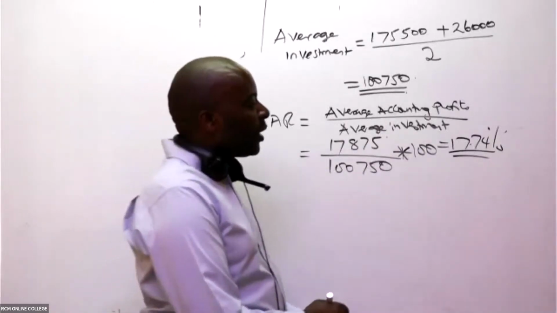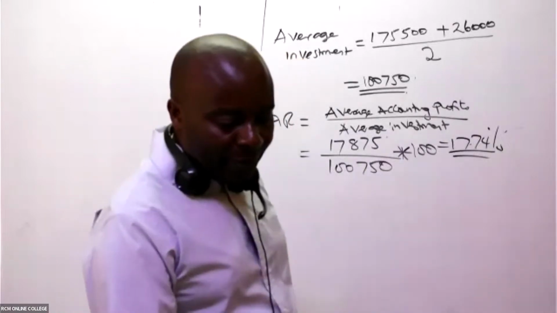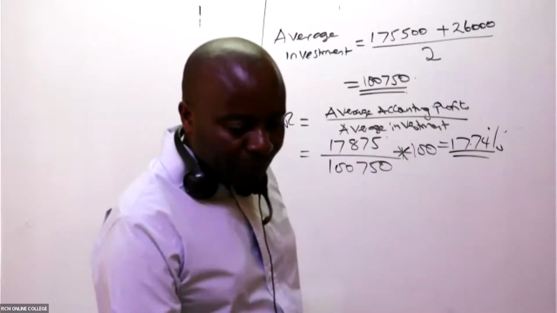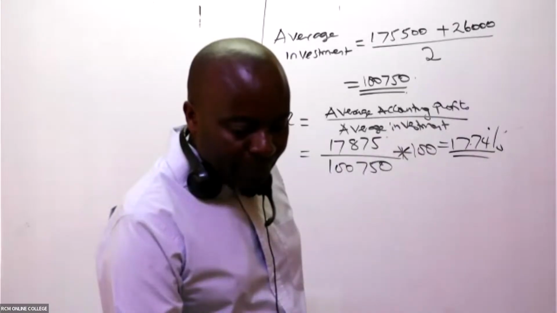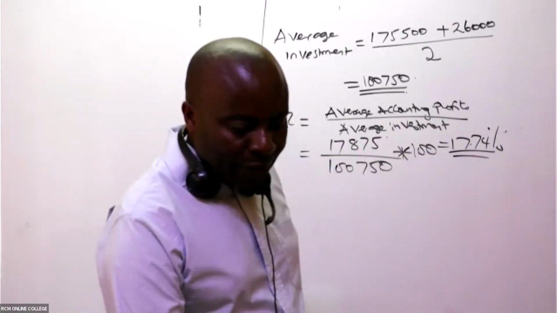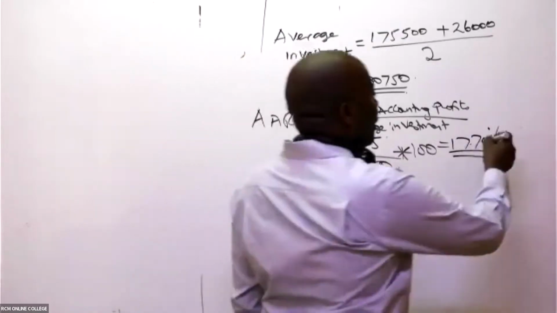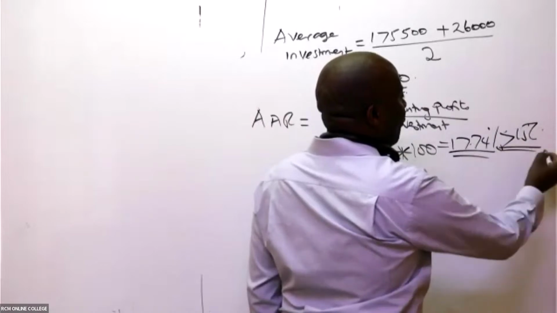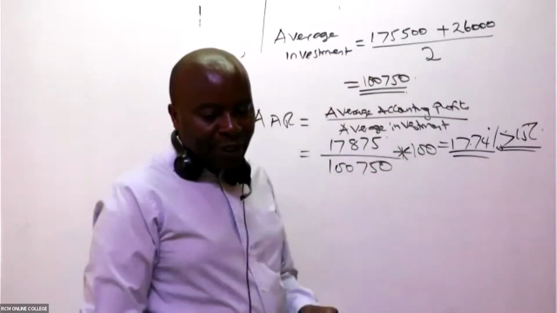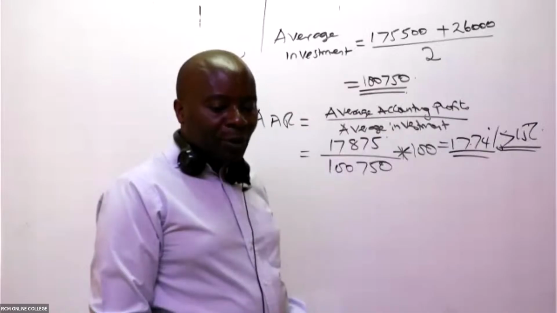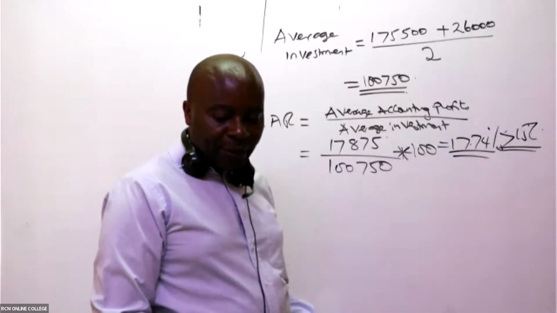And then, of course, compare this with the required minimum. Are you able to see the required minimum? The required minimum accounting rate of return is 15%. And our project is giving us what here? 17.74. So this is more than 15%. And therefore we should accept the project.